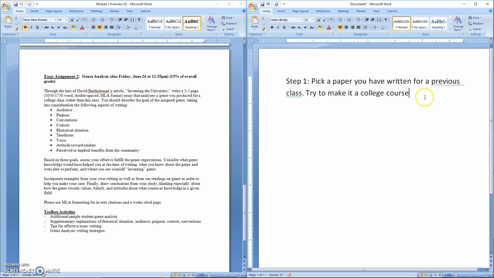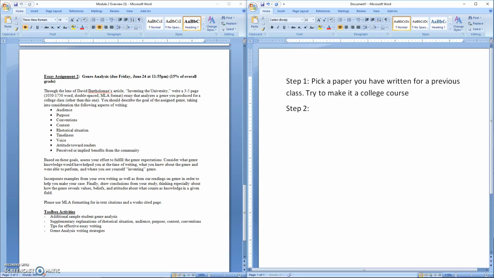I have had people write using papers that they've written in high school, and it works. It still does work. You can still write a pretty solid paper that way, but it's going to be a little bit harder for you, I think, because a lot of what this assignment is based around is thinking about college level writing, and that'll be a little harder if you pick a paper that you wrote in a high school course. So step one, pick a paper you've written for a previous class. Try to make it a college course.